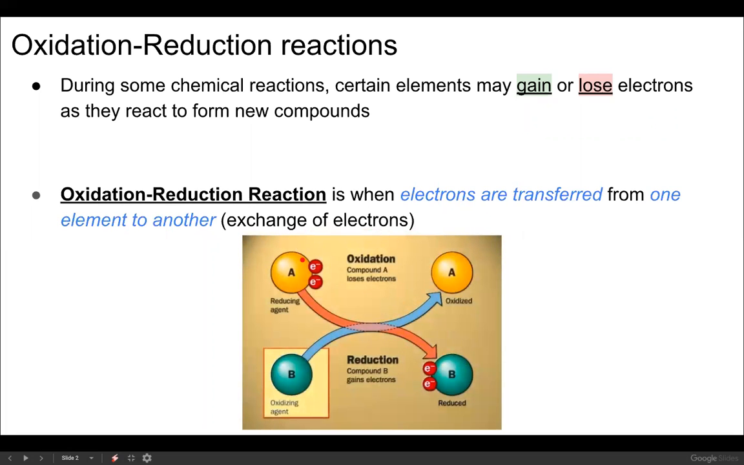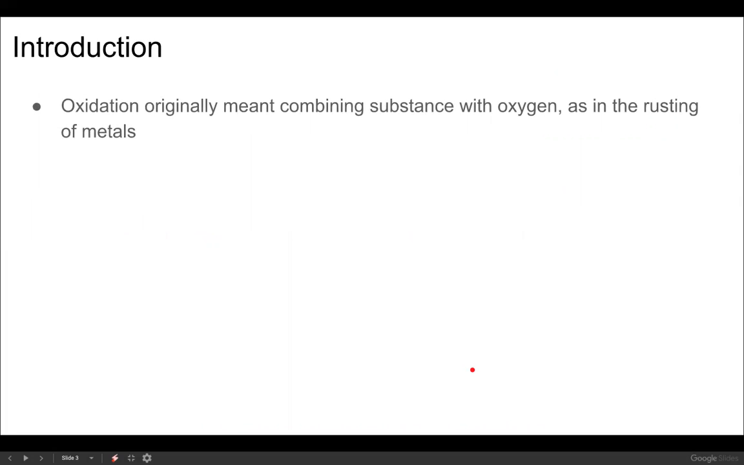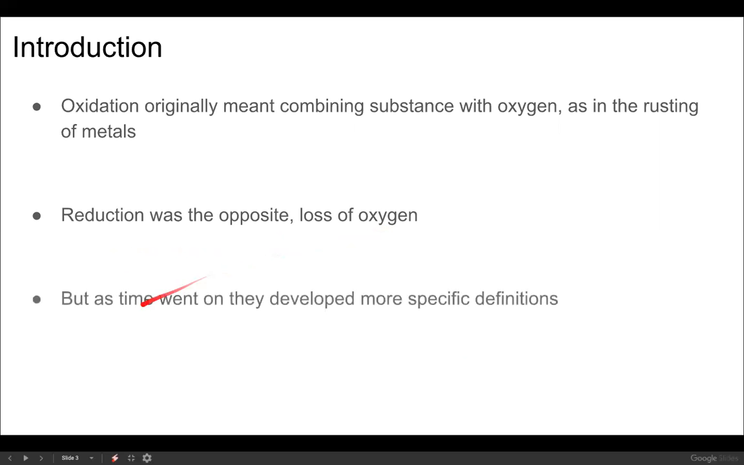So in oxidation, we are seeing a loss of electrons. And in reduction, we're seeing a gain of electrons. So a quick introduction is that oxidation originally meant combining a substance with oxygen, as in the rusting of metals. Reduction was the opposite. It meant the loss of oxygen. But as time went on, they developed more scientific definitions for these terms.